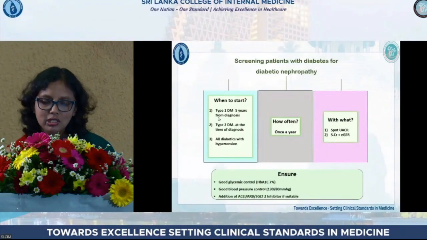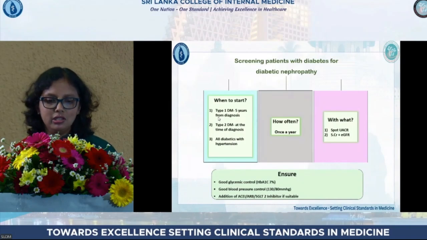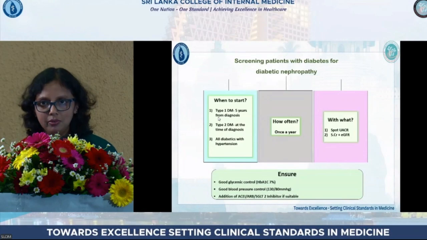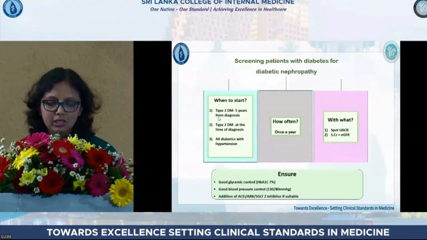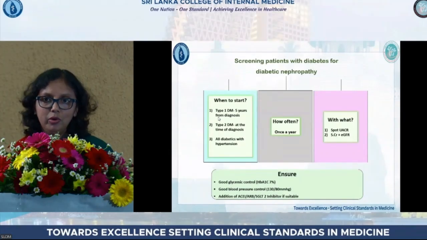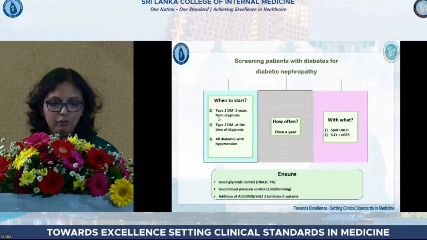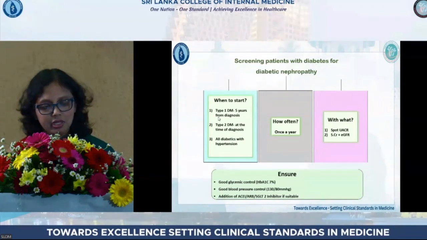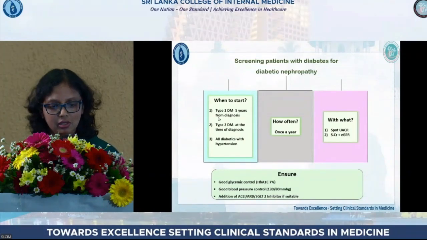So there are 3 questions we need to ask ourselves when we are screening patients for diabetic nephropathy. When do I start screening my patient with diabetes? How often should I be screening him? And with what should I be screening them? So the general recommendation is we start screening diabetic patients for kidney disease. If they are a type 1 diabetic, we usually start from 5 years from the start of their diagnosis. While in type 2 diabetics, we start from the very onset, from the very first time that they are diagnosed with the diabetes, we have to start the screening. And any diabetic with hypertension, once again, we have to screen them from the very onset of the disease.